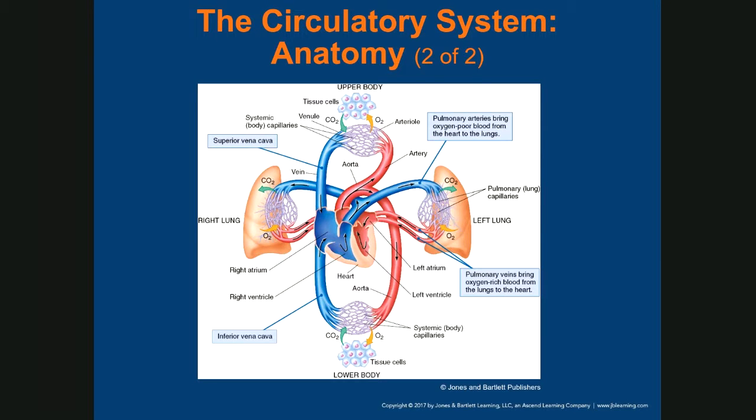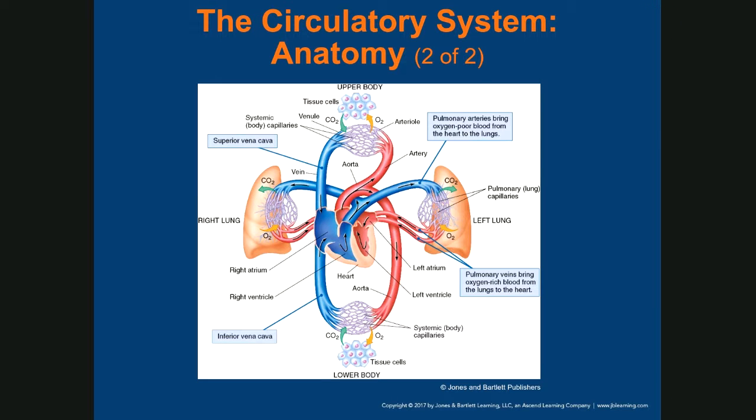We looked at the veins: the largest vein, the vena cava, and the smallest veins, venules. Veins primarily carry blood towards the heart. That blood is under low pressure. All veins carry deoxygenated blood with the exception of the pulmonary veins, and the pulmonary veins carry oxygenated blood from the lungs to the left side of the heart.